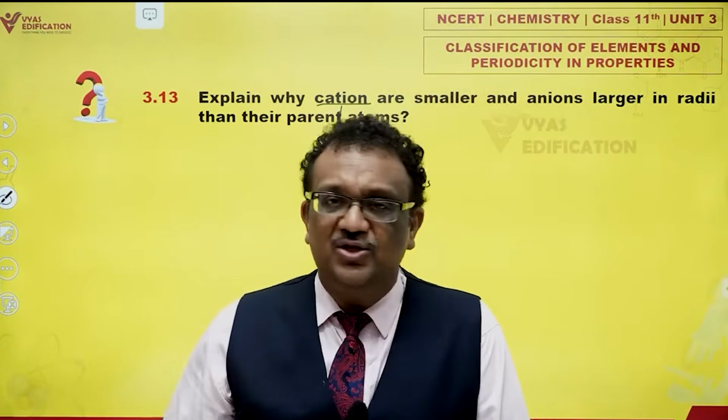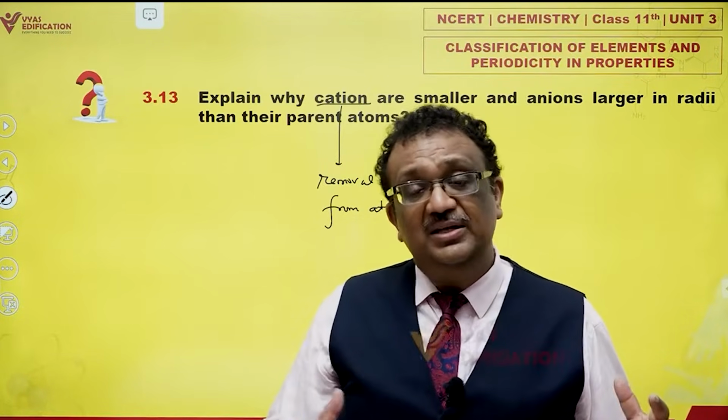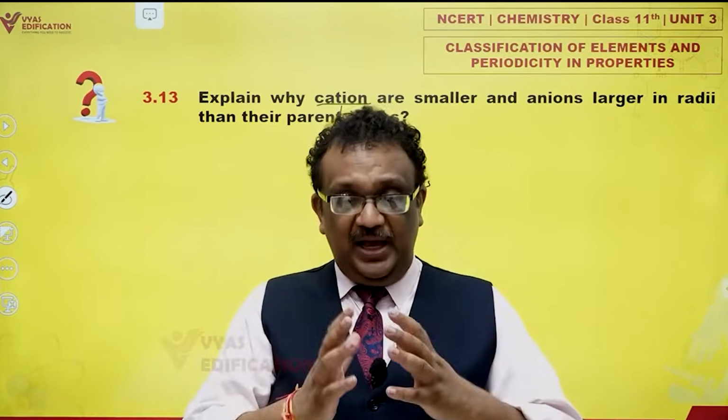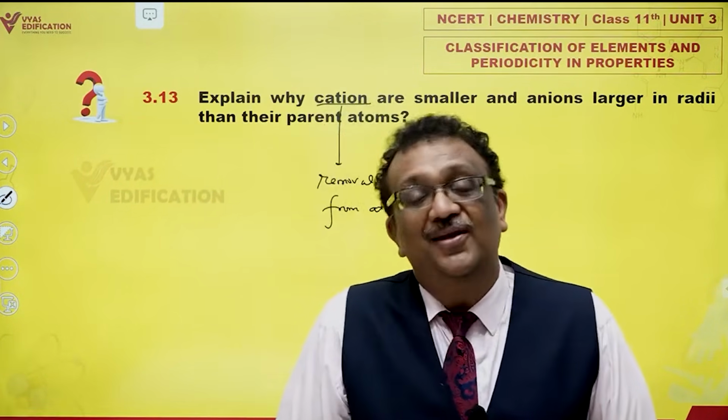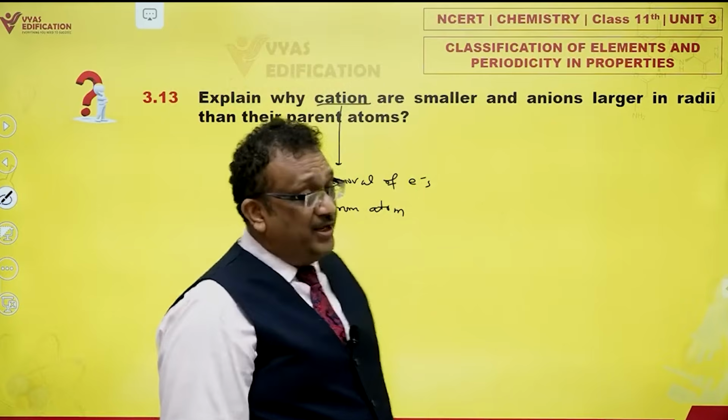A more accurate way of saying it is that the nucleus is attracting with the same attraction only, but because of removal of electrons, the repulsion between the electrons decreases. Once they were repelling each other, they were keeping the atom big. Once one of them goes out, repulsion decreases. The nucleus is anyway attracting them, they are sucked in, and that is why the radius decreases. That is the correct explanation. Yes, for cations. What about anions?